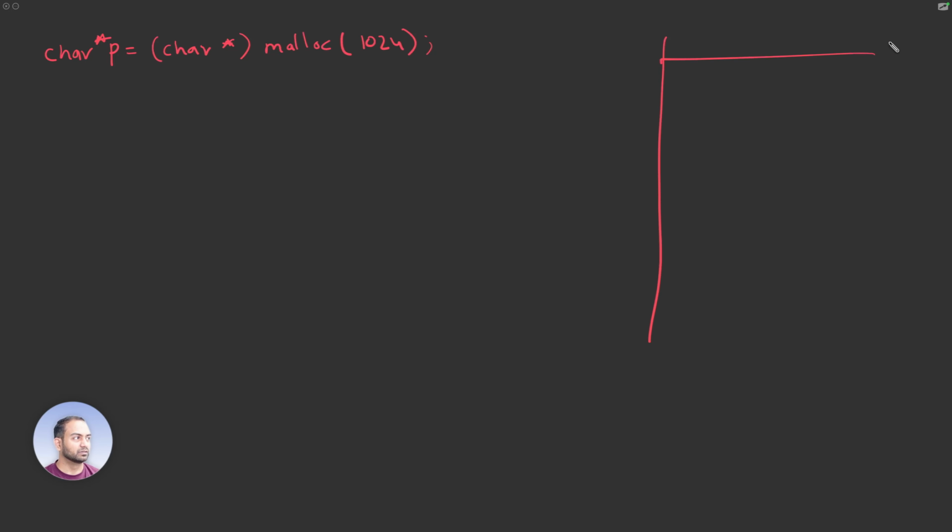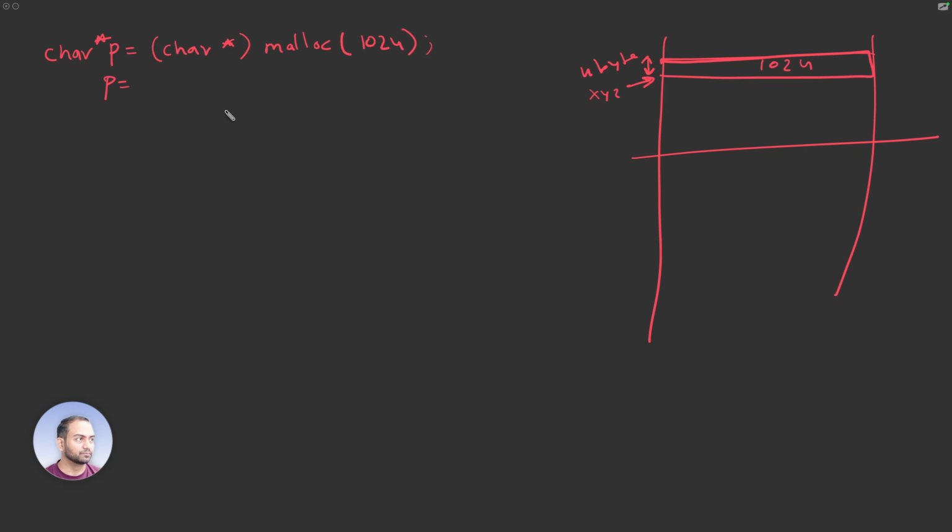So in the space here, let's say this is 4 bytes now. So 1024 is being stored here, and starting from the next address, that's what P is. So P is, let's say, XYZ, right? X, Y, and Z. Okay, so we did a lot of work here.